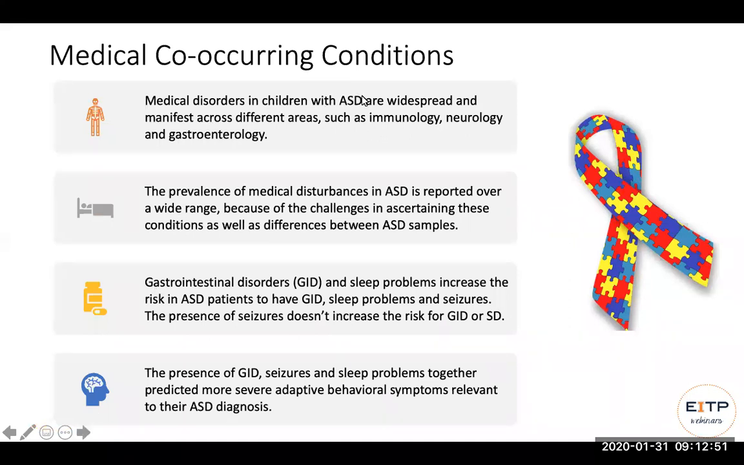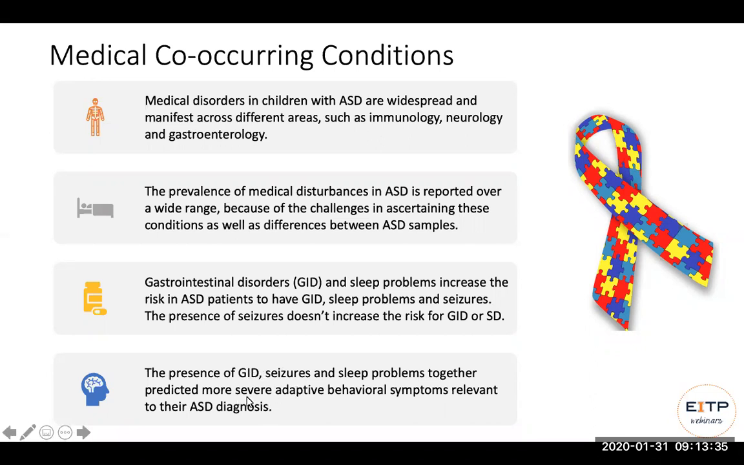So medical disorders in children with autism are widespread and come across different areas like immunology, neurology, and gastroenterology. Like I mentioned before, it's a wide range of percentages because it's challenging to define these categories, and also because of the autism samples. Something to keep in mind is gastrointestinal disorders increase the risk for seizures and sleep problems. Sleep problems increase the risk for gastrointestinal disorders and seizures, but seizures do not increase the risk for gastrointestinal disorders or sleep disorders.